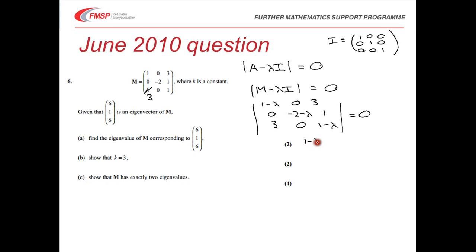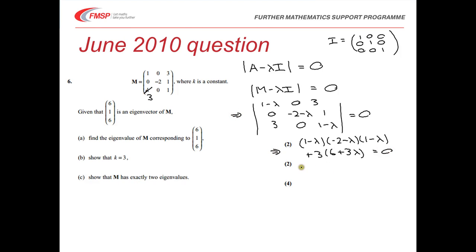So we have 1 minus lambda times minus 2 minus lambda times 1 minus lambda, and then no contribution from this part, and then 3 times the determinant of this one, so this will give us a 6 and a 3 lambda there, and that's equal to 0. This is the characteristic equation.